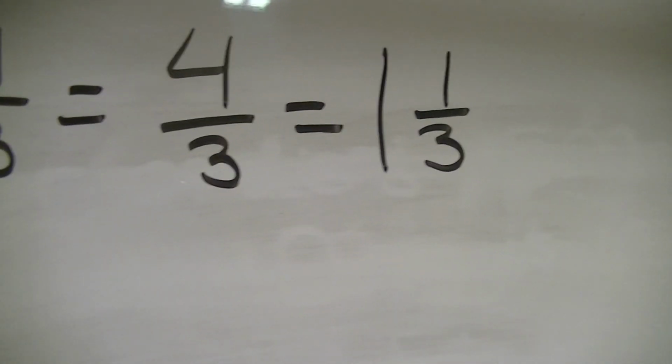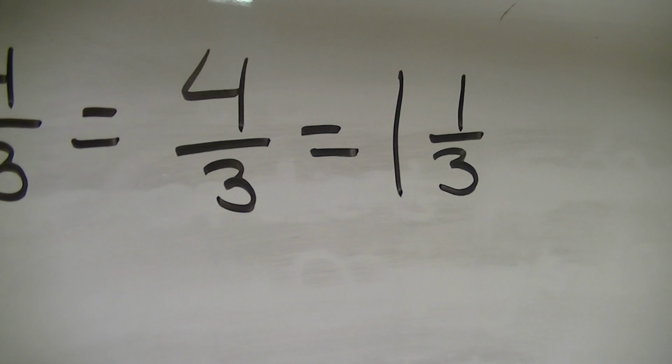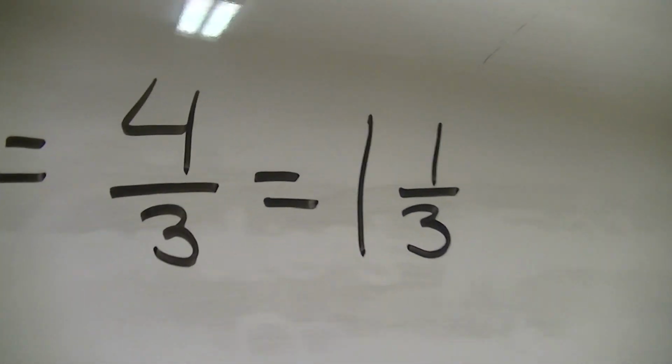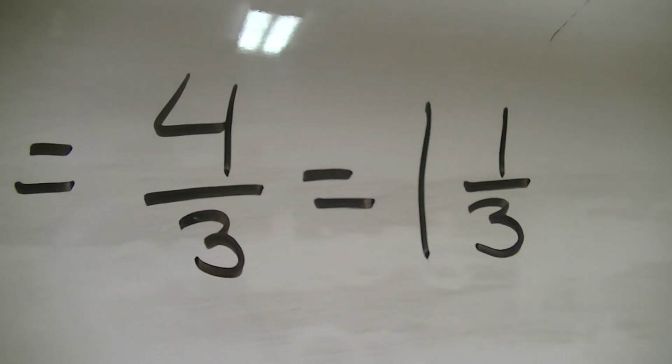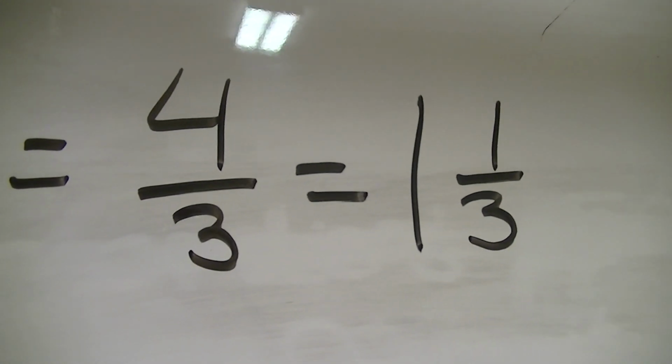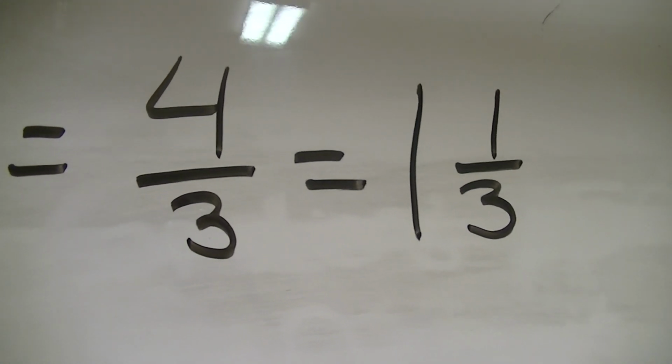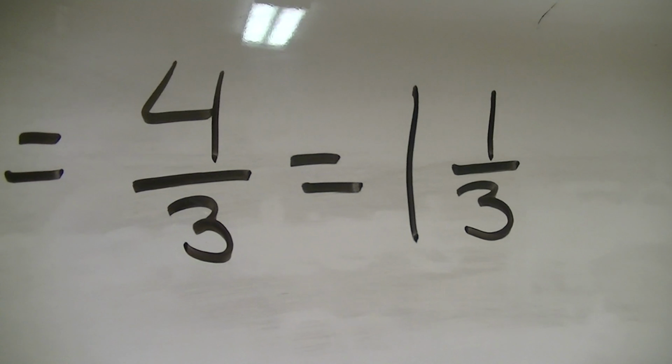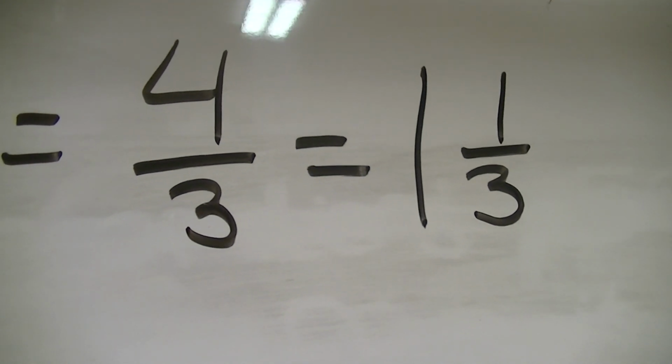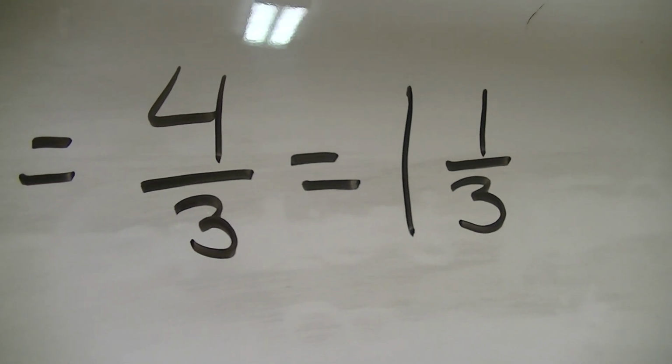So 4/3, what do we know about that? That's an improper fraction where the top number is bigger than our bottom number. So we got to say how many times can that bottom number go into the top? 3 goes into 4 one time in this case. What's the difference between 4 minus 3? 1. So our remainder goes on the top. So 1 whole and 1/3 in this case.